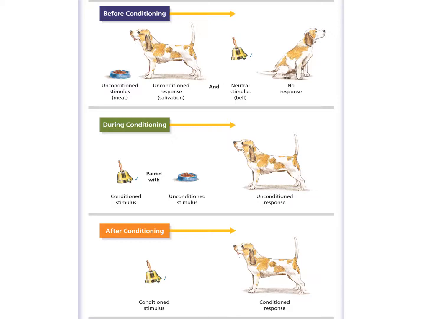The dog, on the other hand, has the response. He's salivating. And it's unconditioned. We didn't train that dog. That's what conditioned means, trained. We didn't train that dog to salivate. It just happens. So it's unconditioned. It's an unconditioned response in response to an unconditioned stimulus.